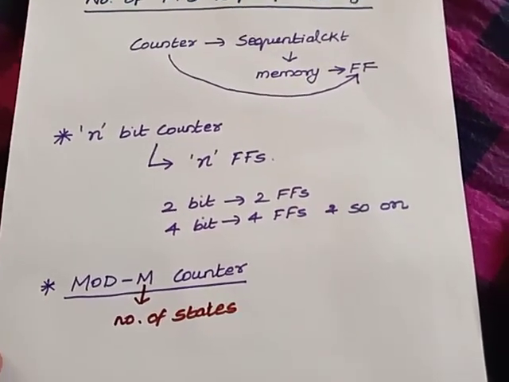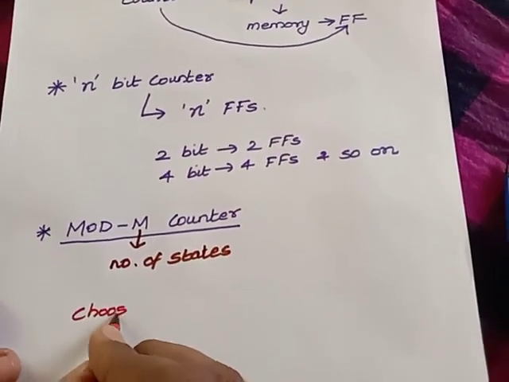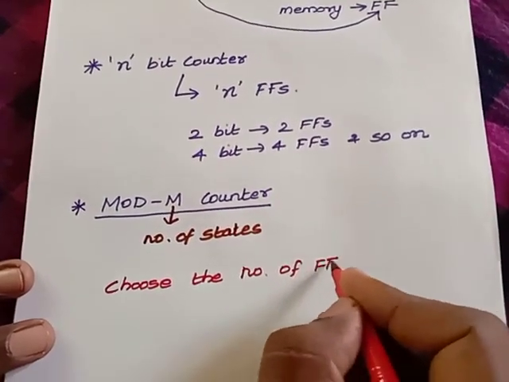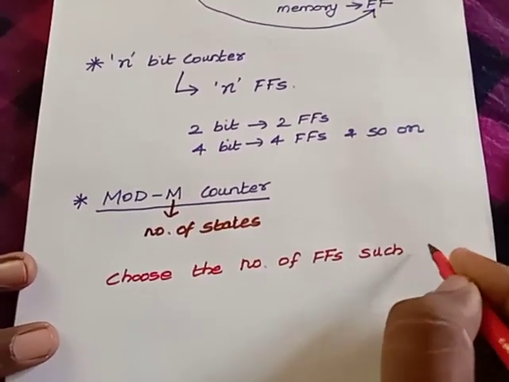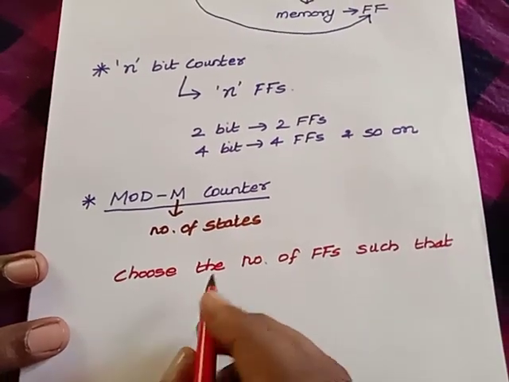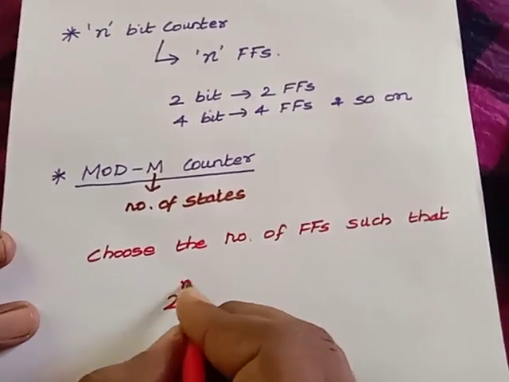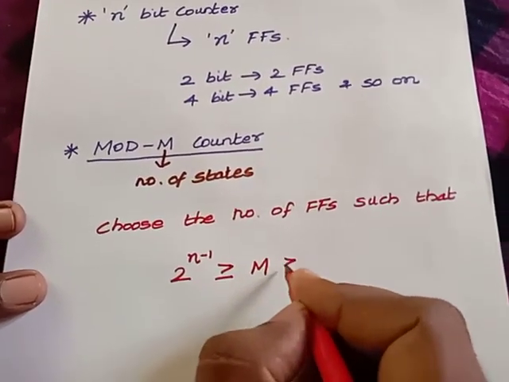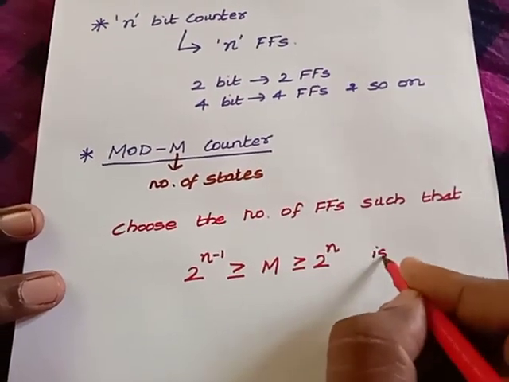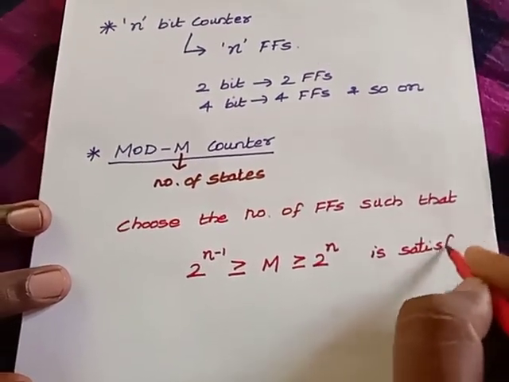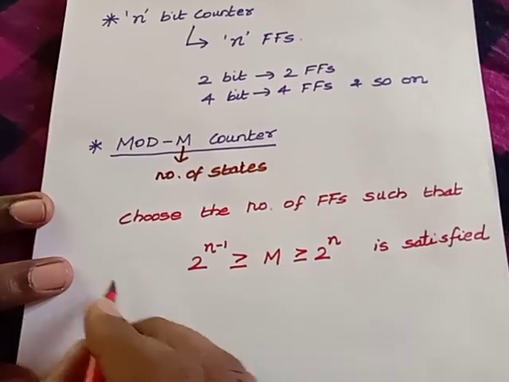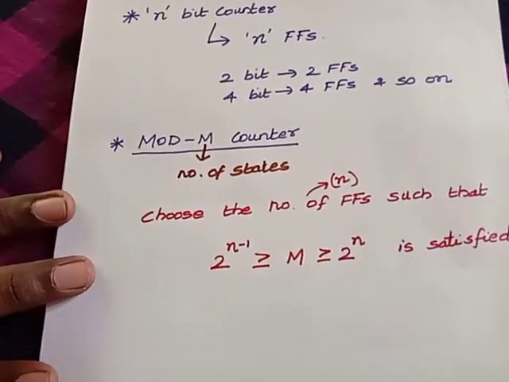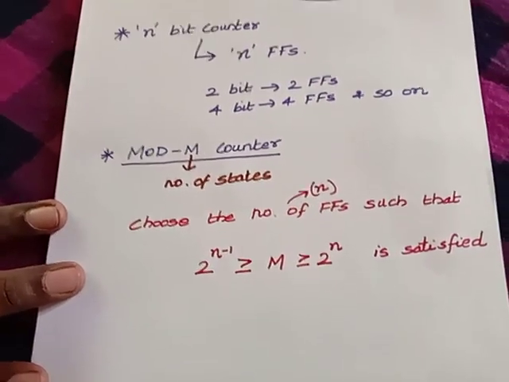So you have to choose the number of flip-flops such that 2 power (n minus 1) is less than or equal to m, which is less than or equal to 2 power n, is satisfied. This formula has to be satisfied, where m stands for the number of states and n is nothing but the number of flip-flops.